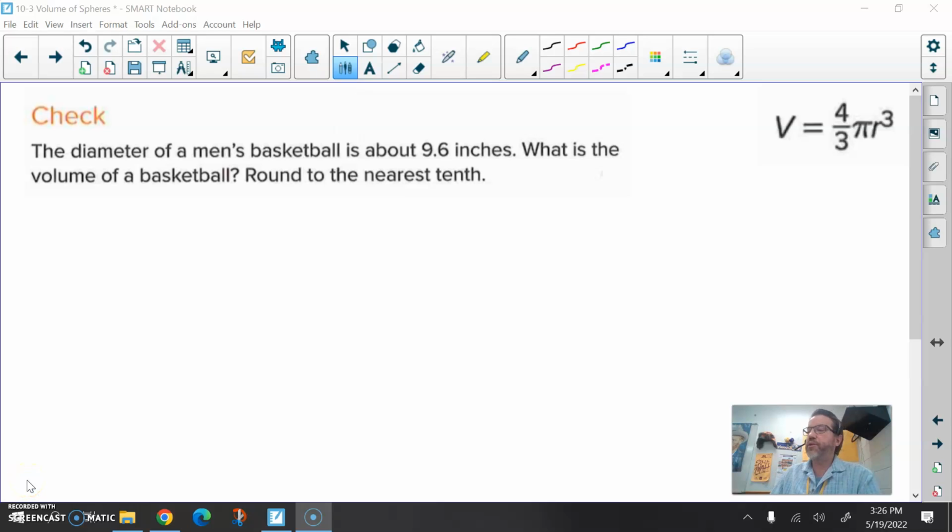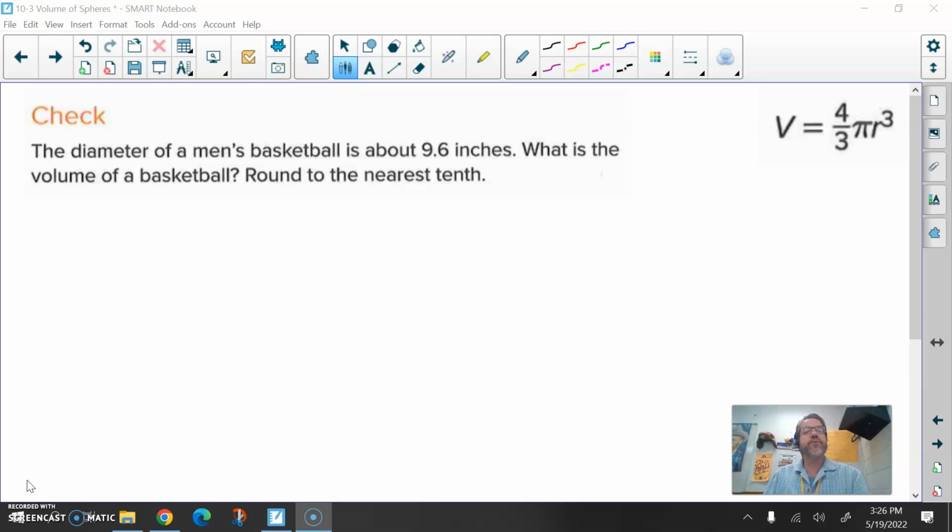Okay, everybody, today we're going to continue talking about how to find the volume of spheres and hemispheres. As you're watching this video, know you can pause it anytime you need to in order to check things yourself on your calculators. So let's take a look at this first example here.